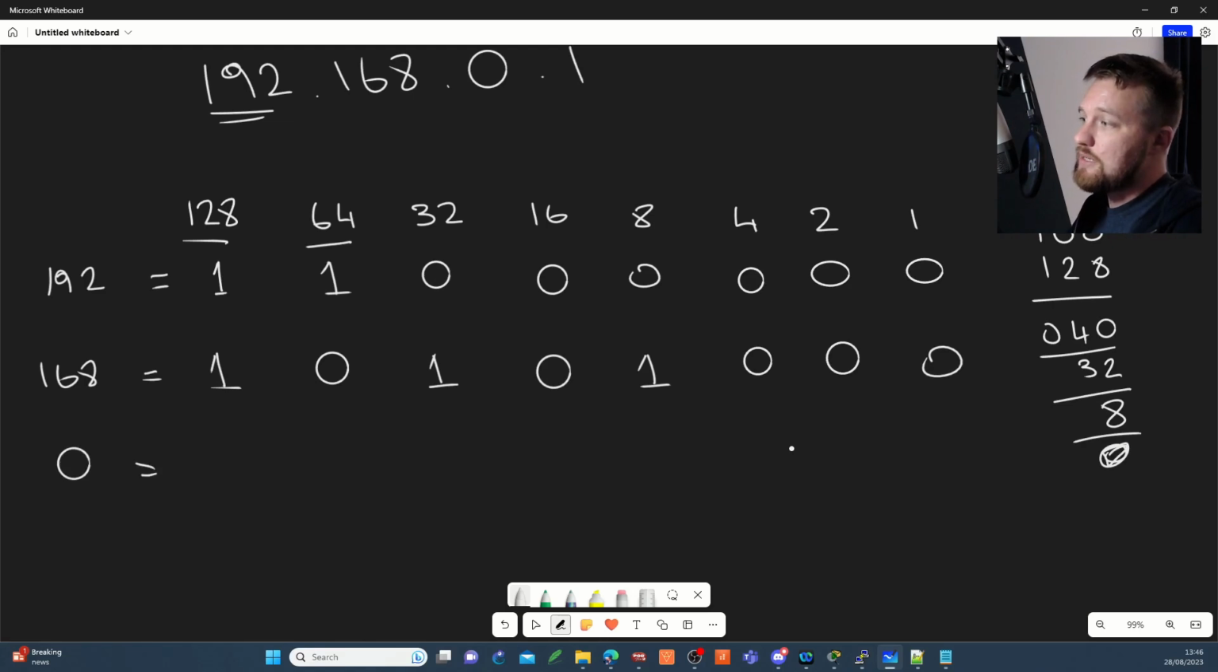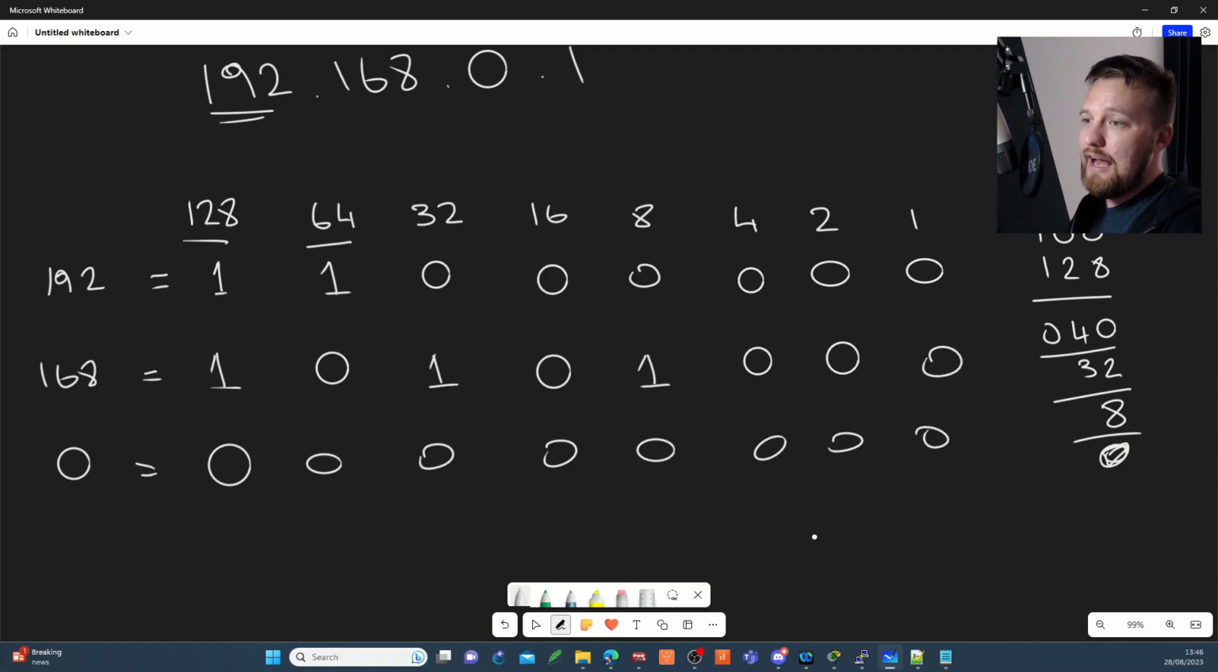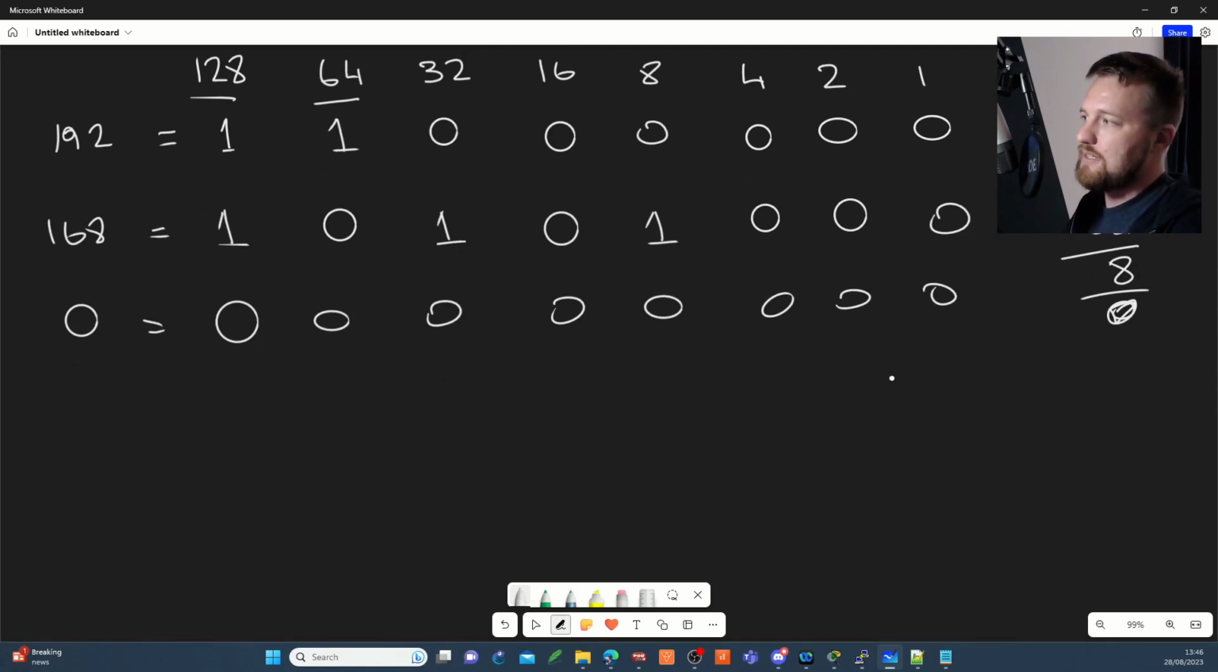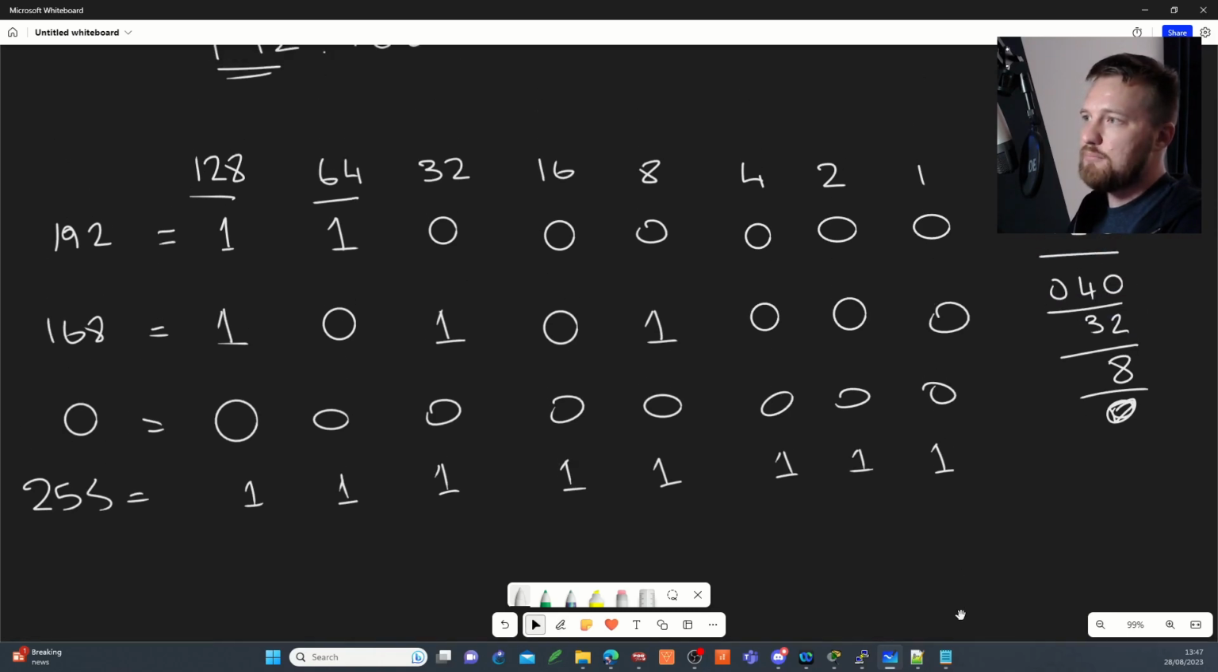0 is a really easy one to get because that's just going to be zeros across the board. And so is 255, surprisingly, because that is just going to be ones across the board as well. We can make any value from 0 all the way up to 255 using all of these numbers.